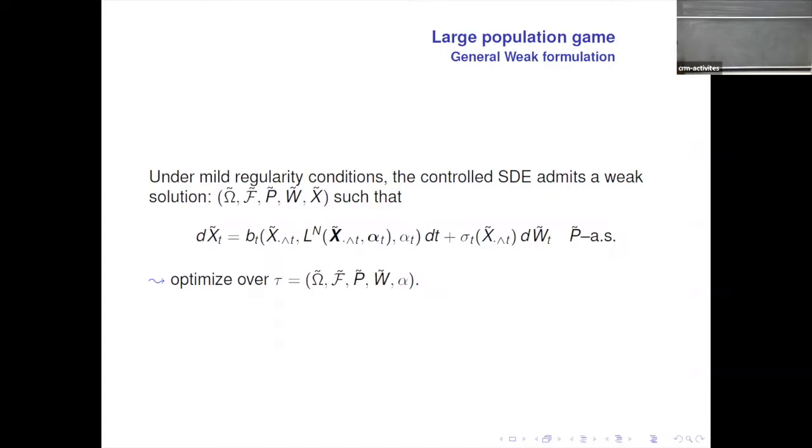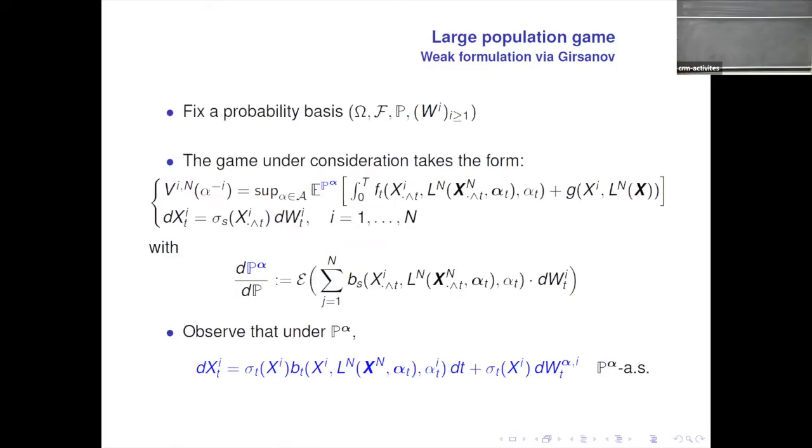So you say, I don't know exactly what the state space is, what the filtration is, what the Brownian motion is, and then optimize over all that. So in this project here, we are going to make things a bit simpler and assume that we fix the probability basis. So this Omega, F, P here is fixed, as is the Brownian motion, so that is given, and Omega, F will not change. And what will change here is the law of the solution. So the game now takes the following form.